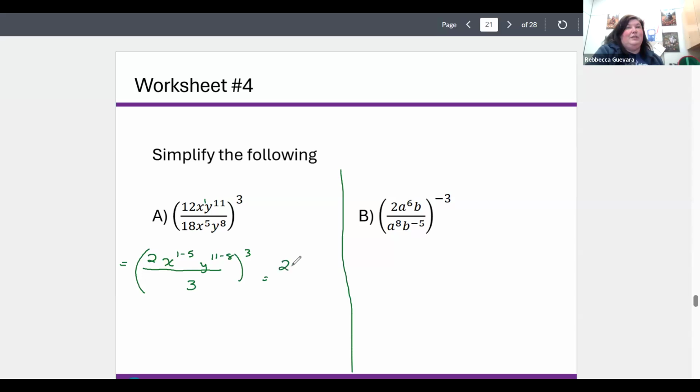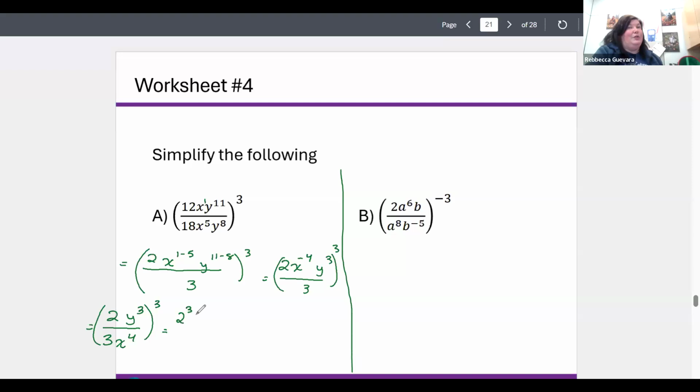This is just going to be 2 x to the power of negative 4, y to the power of 3 over 3, all this still raised to the power of 3. So I haven't dealt with that 3 on the outside. Simplify this one more time. This is 2y cubed. And then the x to the 4, I can move that down here. So it's x to the negative 4 becomes x to the positive 4 times 3, all raised to the power of 3 still. Now I can distribute that 3 across.